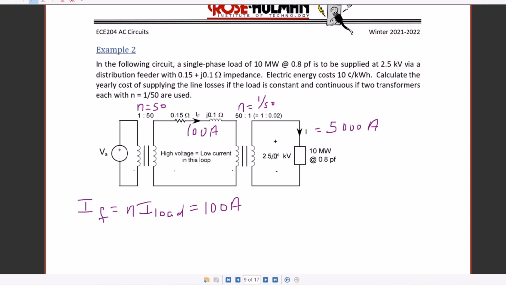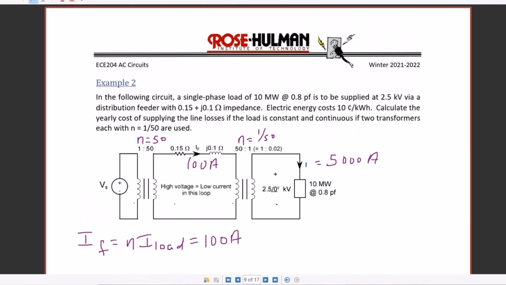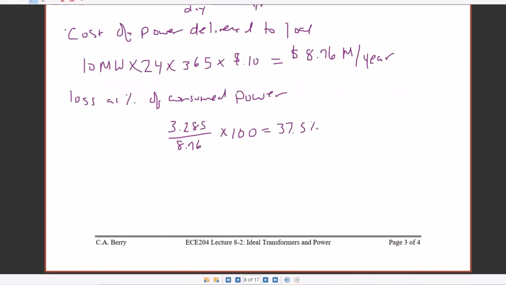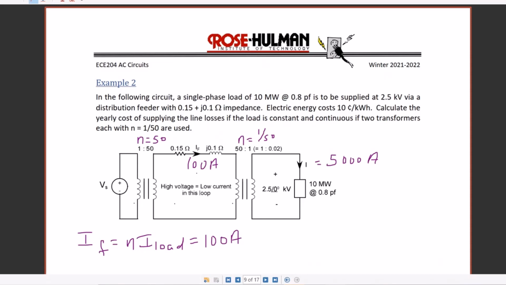Now, let's go back for a second. That value before was 5,000 because everything was 5,000 amps. So the power lost in that resistor was 5,000 squared times 0.15. That power is now going to be 100 squared times 0.15.